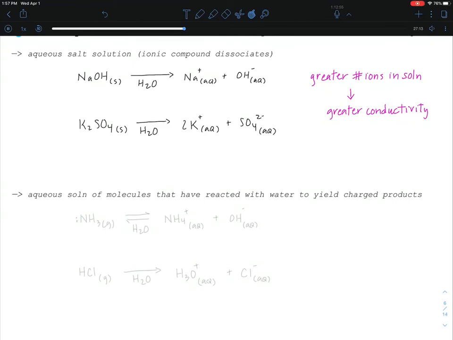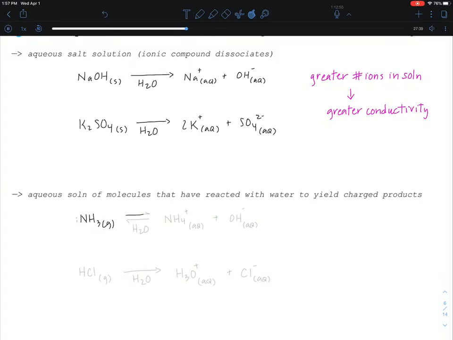It's an aqueous solution of, well, depending on the vinegar you're talking about, but if it's acetic acid, which is a weak acid, we're going to create some charged particles. We're going to protonate the water with the acid. So you can conduct electricity through a solution of vinegar. You can take something like ammonia, which is a gas at room temperature.